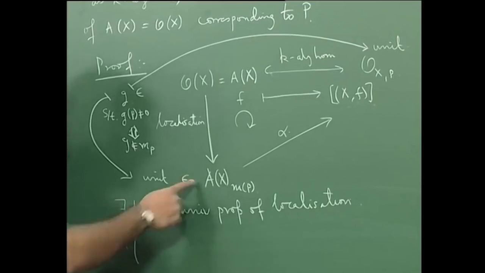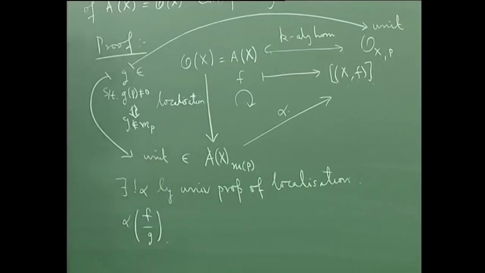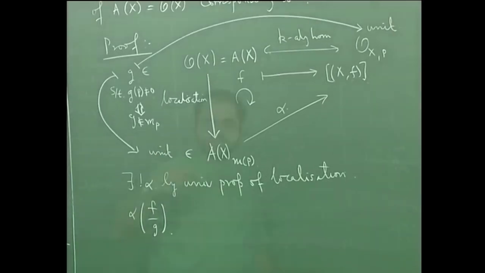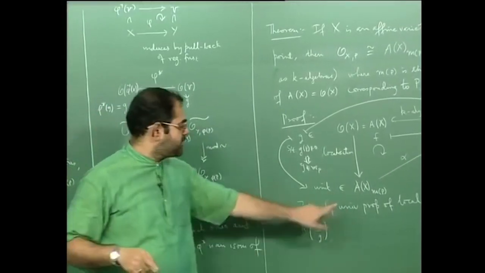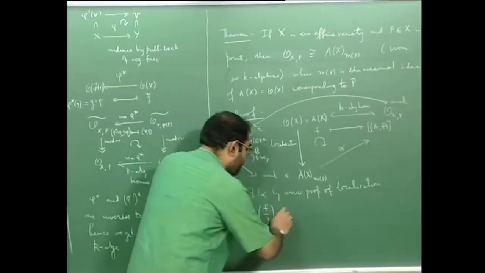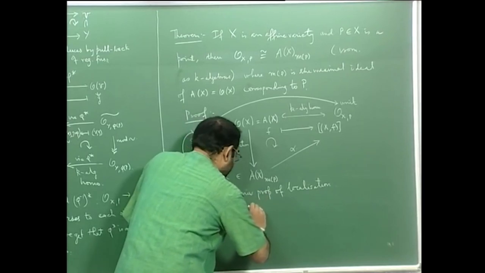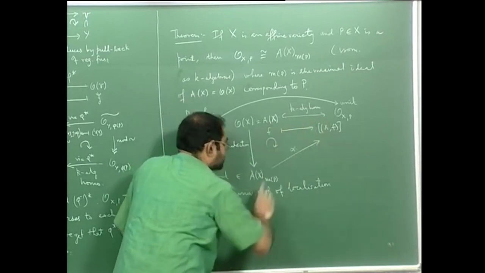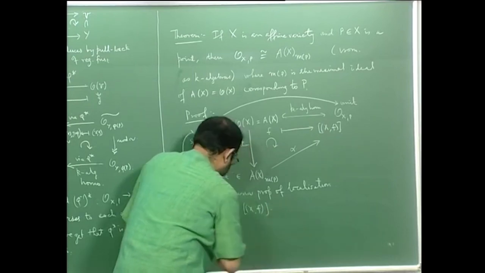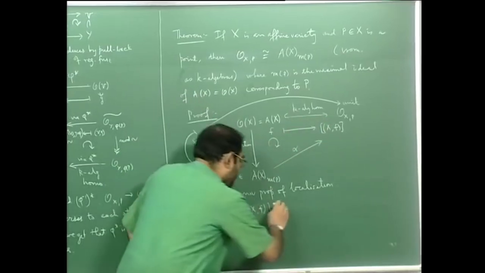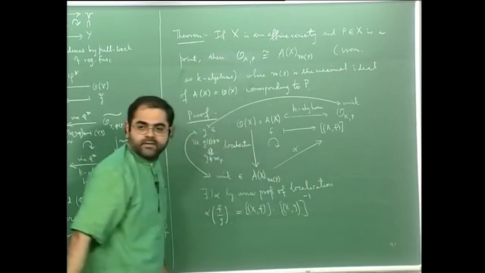An element in the localization will look like f by g, where f is a regular function, g is a regular function, but g is not in m_p, that means g doesn't vanish at p. That's how elements here will look like. And alpha of f by g is going to be very simple. You just take the image under this, so you get the germ of f times, you see the germ of g is invertible, so it will be this times germ of g inverse. This is what it will be.